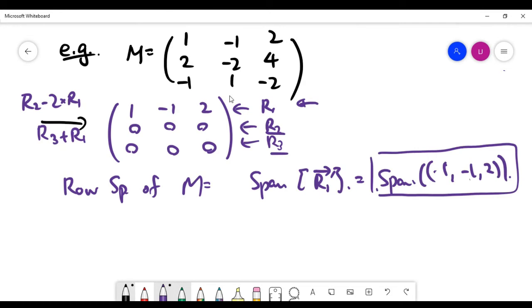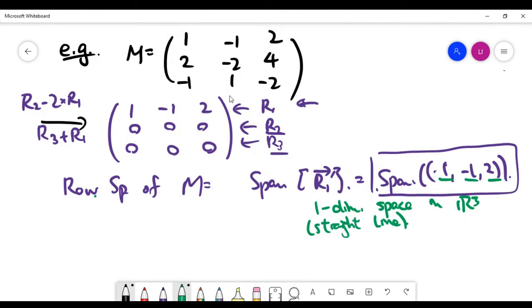If you try to describe such a row space in a qualitative way, this is a one-dimensional space in R3. In R3, because the vector has three coordinates, a one-dimensional space means it's a straight line. The direction of this straight line is determined by the direction of the row vector here. And let's look at the column space now.